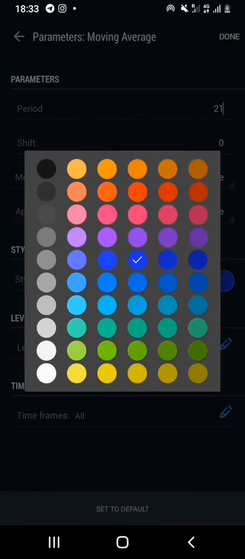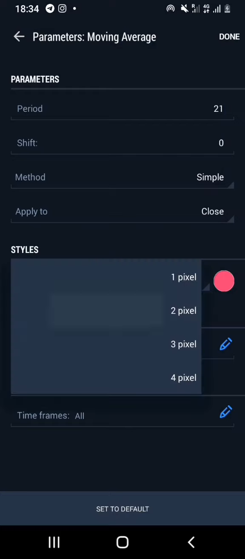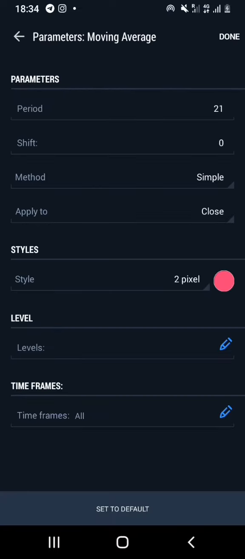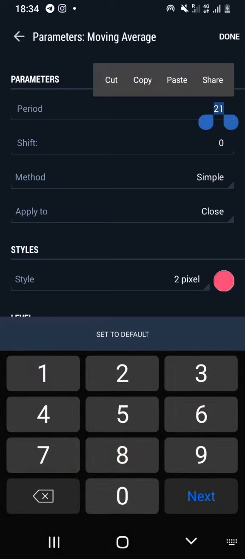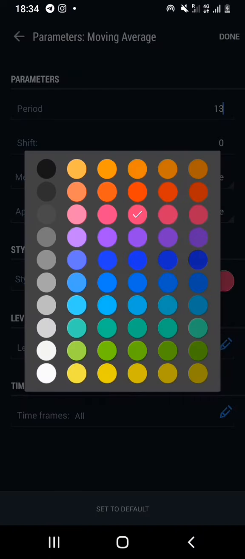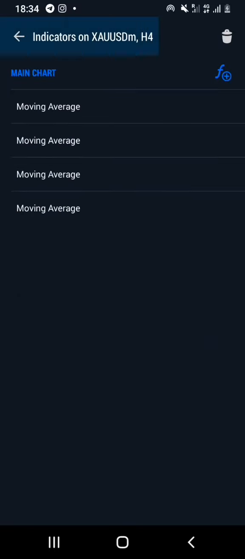So setting the 21 moving average, we keep the method to simple, we change the color to pink. And we also change the pixels to 2 pixels. After that, we add the 13 moving average, which is obviously going to be one of the fast moving averages. And what we want to see is basically the 13 moving average crossing the 50 and the 21 moving average above all else. So here we're going to change the period to 13, the shift to 0, keep the method to simple, we change to 1 pixel and change the color to orange.